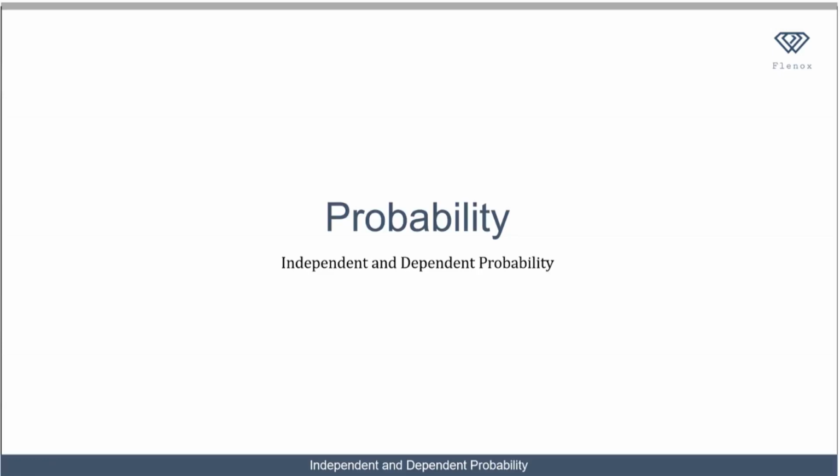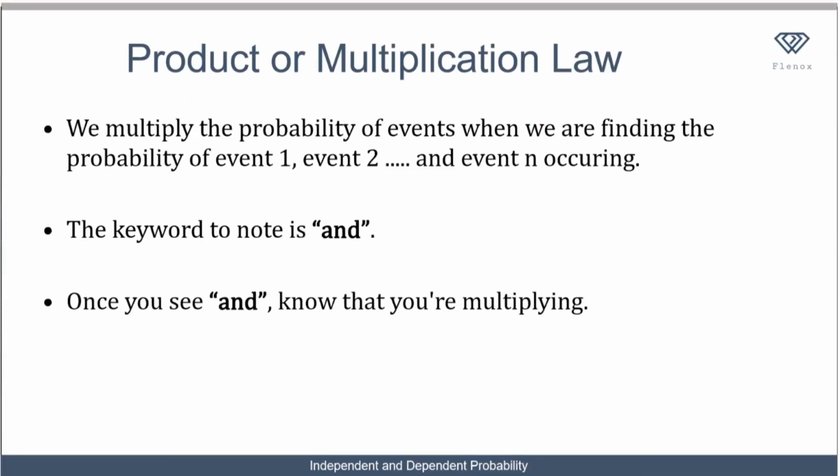Now let's take a look at independent and dependent probability. But before we go into that, let's quickly examine the product or multiplication law. So we multiply the probability of events when we are finding the probability of event 1, event 2 and event n occurring. The key word to note is "and".